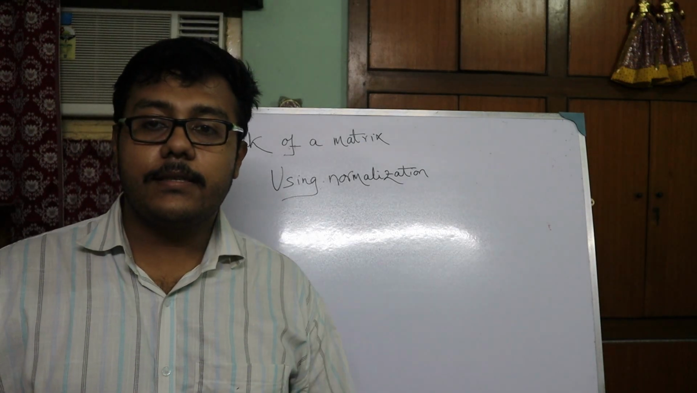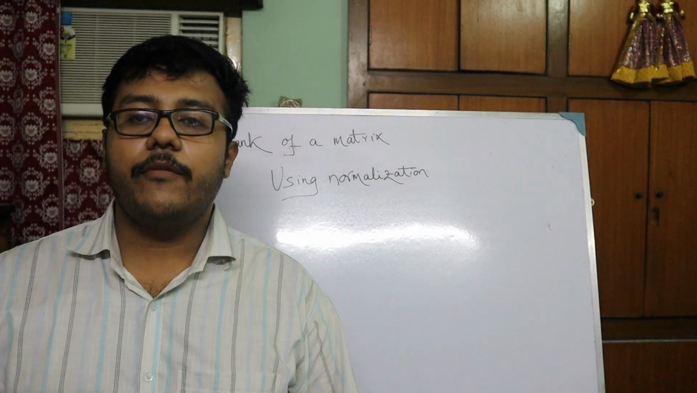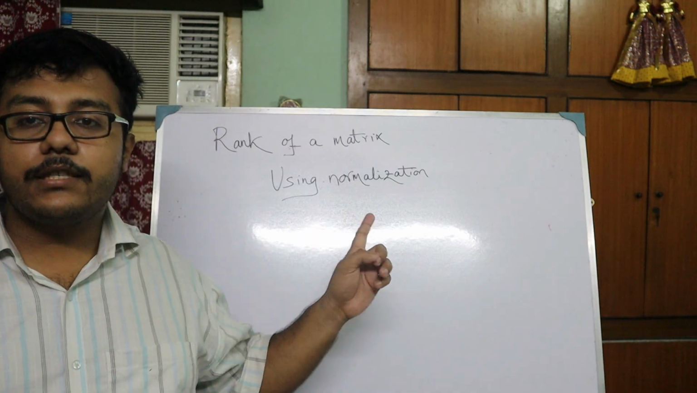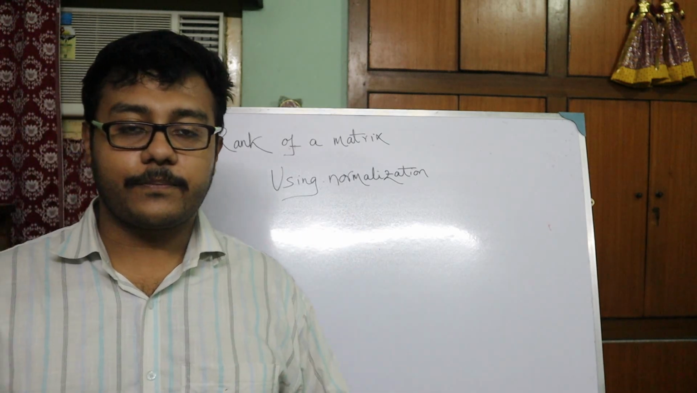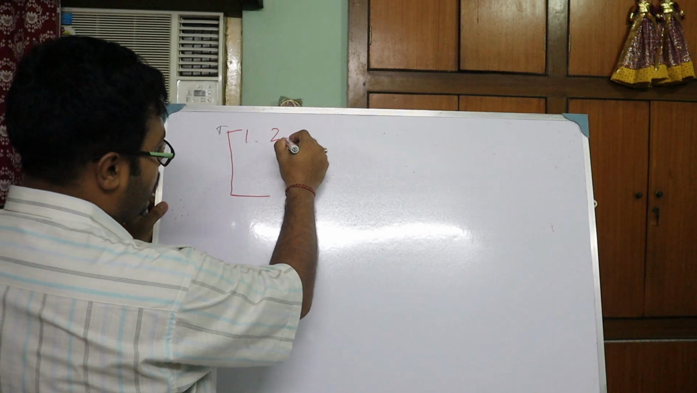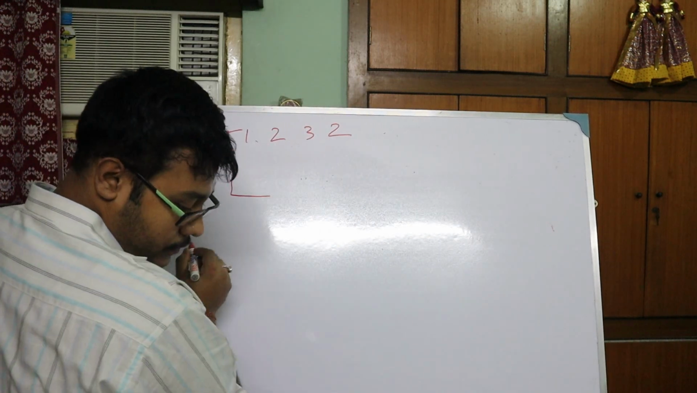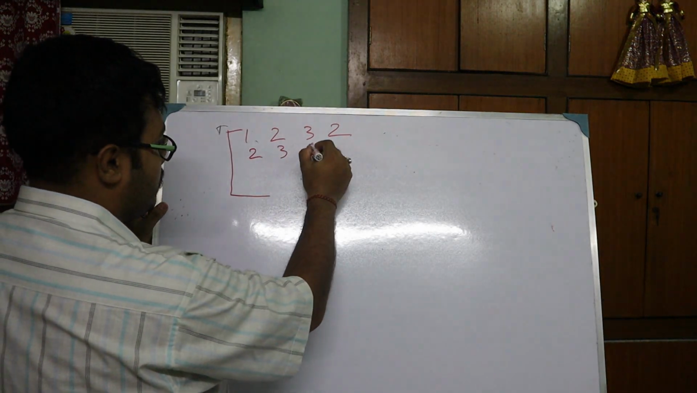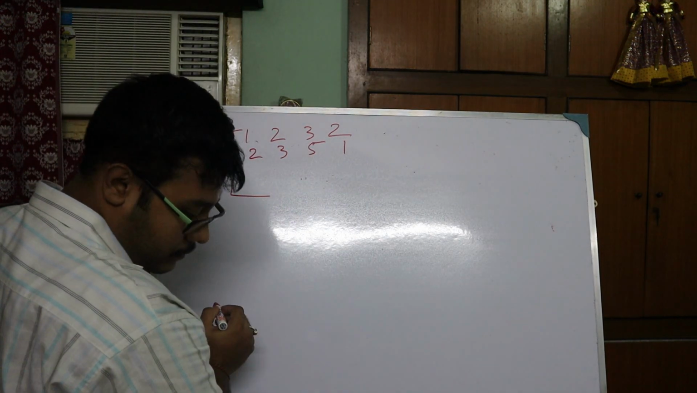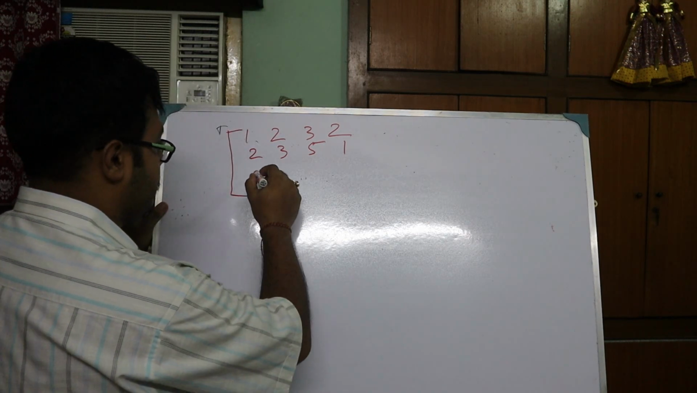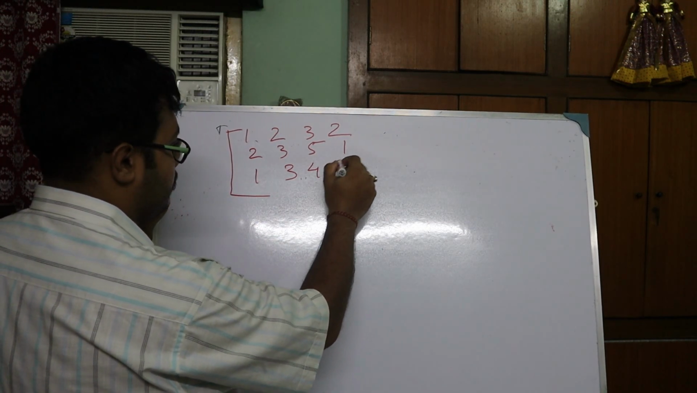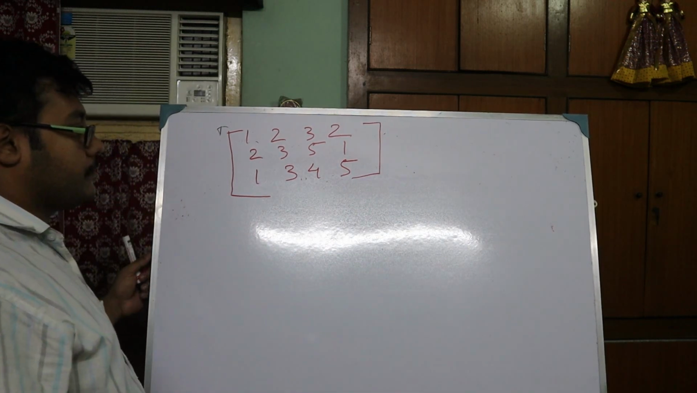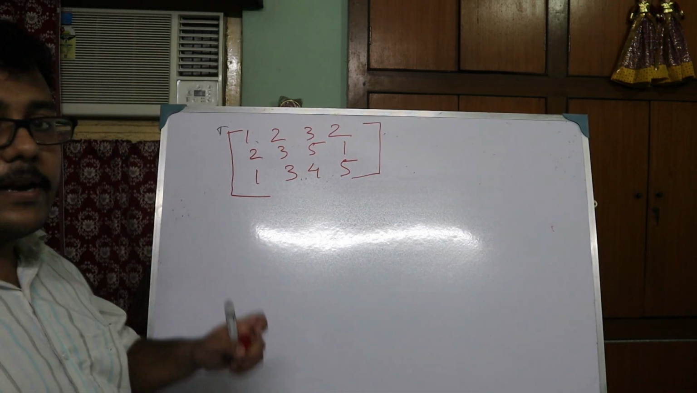Now friends, we can find the rank of a matrix using different types of methods, but this is one of the easiest ones, which I am going to show you. This is the matrix 1 2 3 2. See, this is the matrix here.